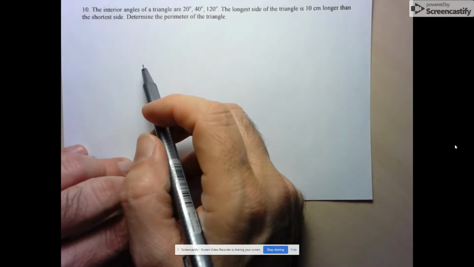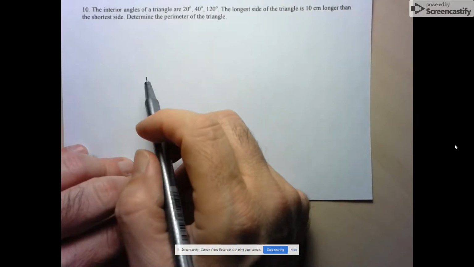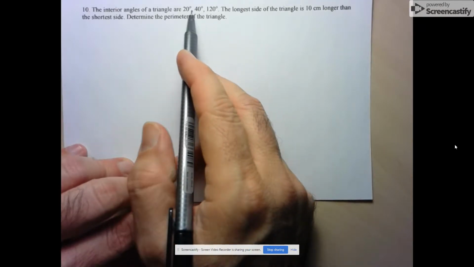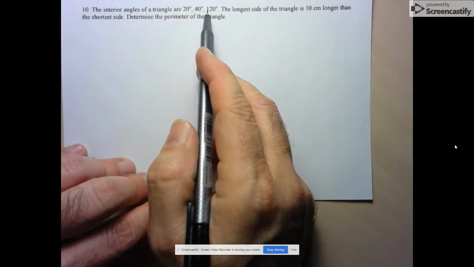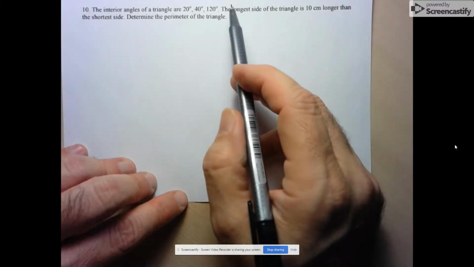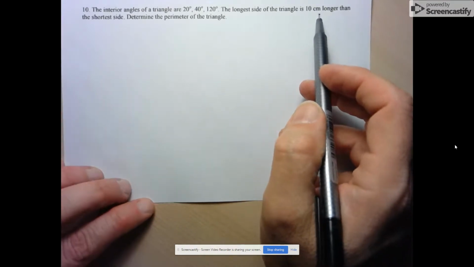So what we're looking for, obviously, are all the three side lengths so we can find the perimeter. But we notice here that we have a triangle where only the angles are given. Not enough to solve a triangle, but there's this extra piece of information. So hopefully that'll be enough to help us solve the problem.